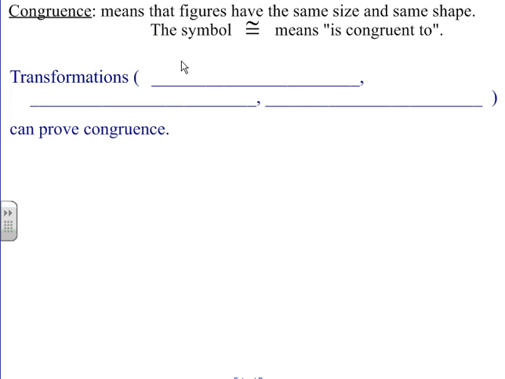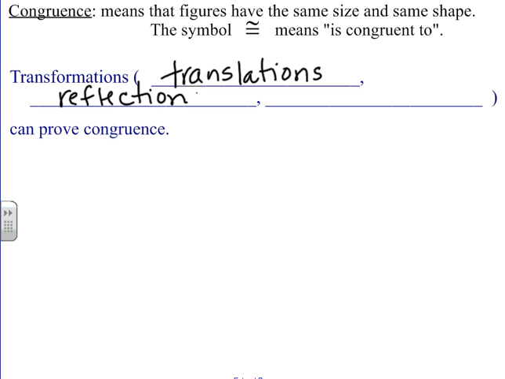Now there are three types of transformations that we look at. We look at translations, which is a slide of a figure. We look at reflections, which is a flip of a figure. And we look at rotations, which is a spin of a figure. We use these to help us to prove that one shape goes on top of another shape and to prove that they are congruent or that they are equal.